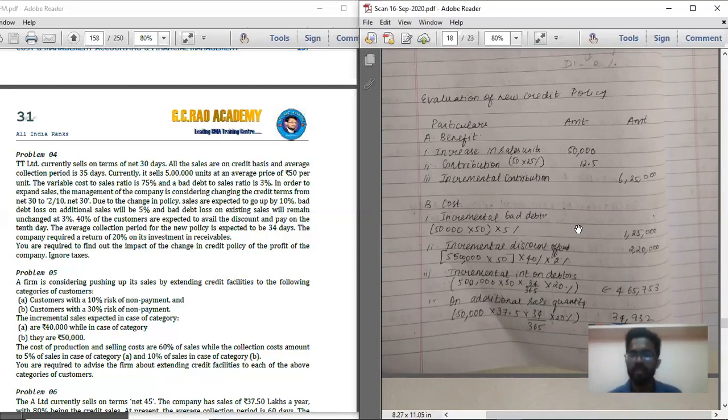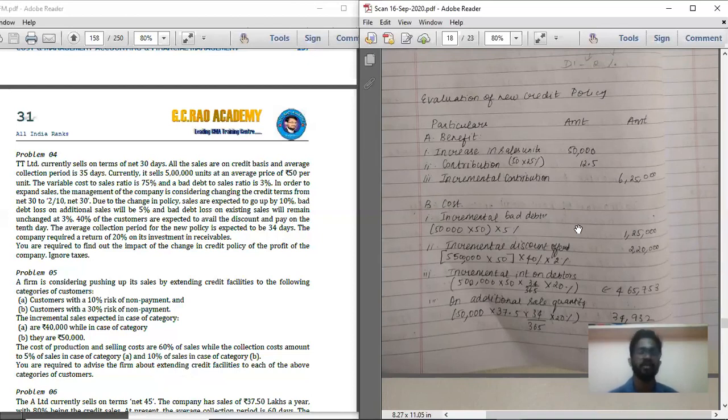Below that, within bracket 5,50,000 total sales into 50 rupees per unit, close the bracket, into 40% into 2%. So in the inner amount column, record 2,20,000. That is the incremental discount offered. So 2,20,000 is recorded in the inner amount column.